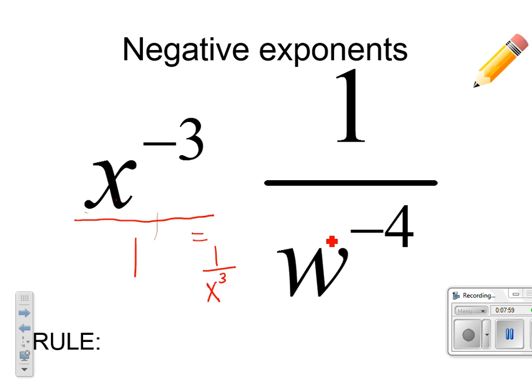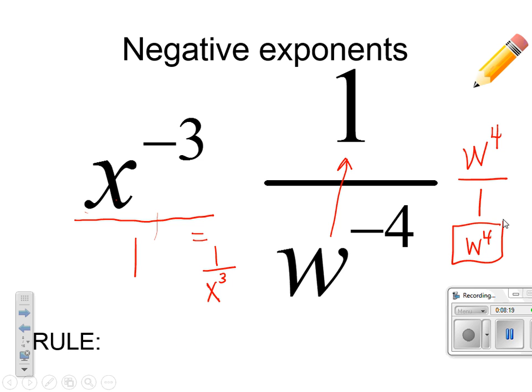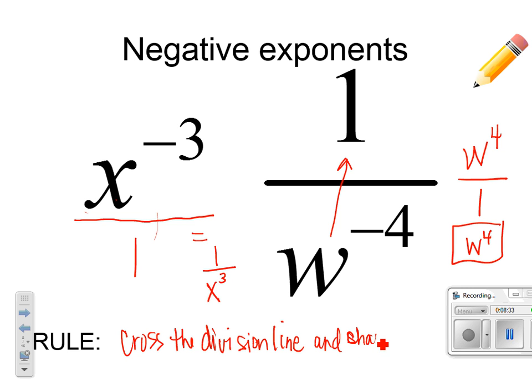Okay, I got 1 over w to the negative 4. Well, it's in the denominator, so in order for it to become positive, I got to cross the division sign and change the negative sign. So this would become w to the positive 4, and we could say over 1, but that would be totally unnecessary if you didn't want to. Okay, so it's cross the division line, I should say, and change the negative sign to a positive.